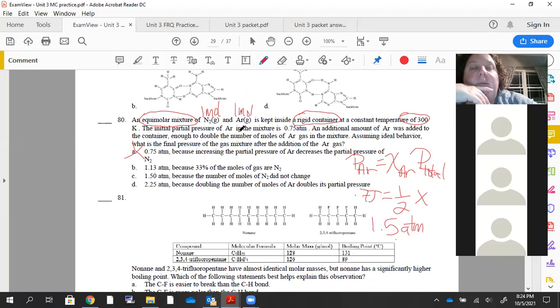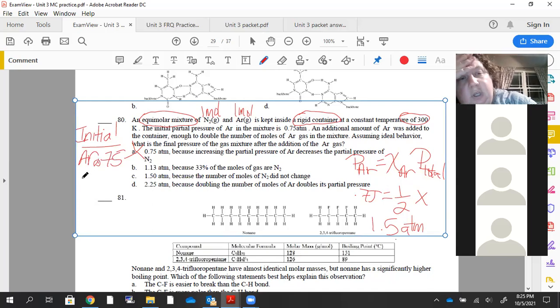So if I doubled the amount of argon, it's sort of like I'm adding in a third gas, right? So my argon initially provided 0.75 atmospheres of the pressure, which means that my nitrogen also provided 0.75 atmospheres of pressure. Let's say I add in a third gas.